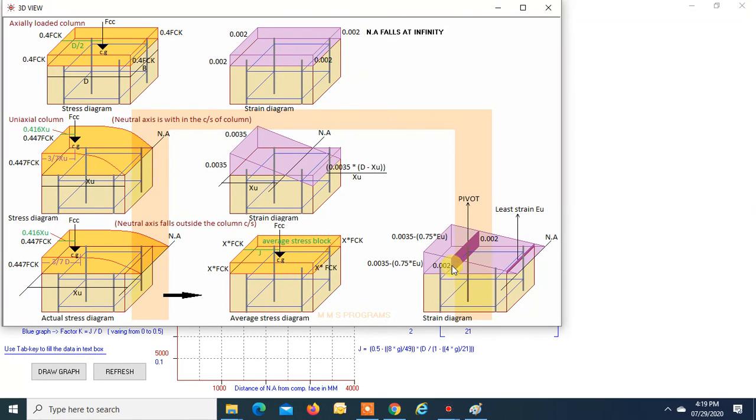Okay, now you can see over here that at a distance 3 by 7 d, okay, d is the depth of the column, okay. So over here, the strain will be constant, whatever may be the depth of the neutral axis from the compression phase. Over here, the strain will remain 0.002. That will be for each and every depth of the neutral axis. Okay, so this is our pivot. This is our pivot point.